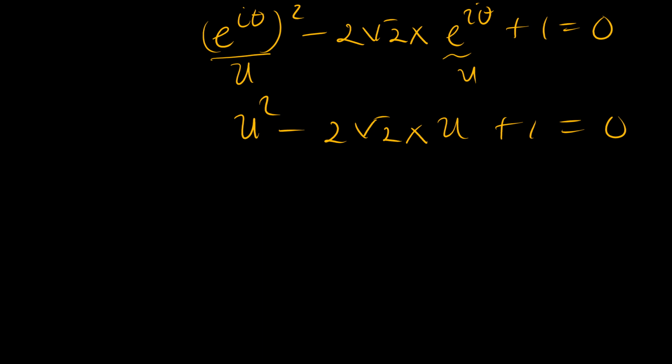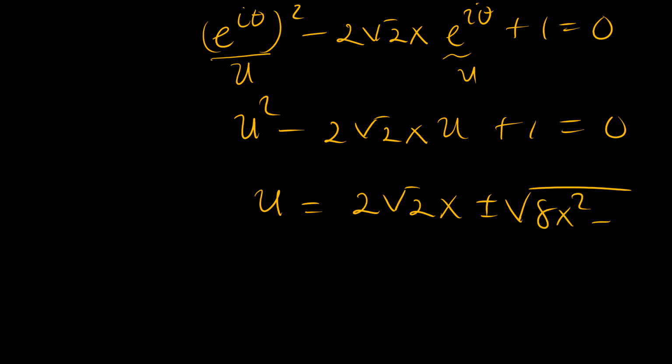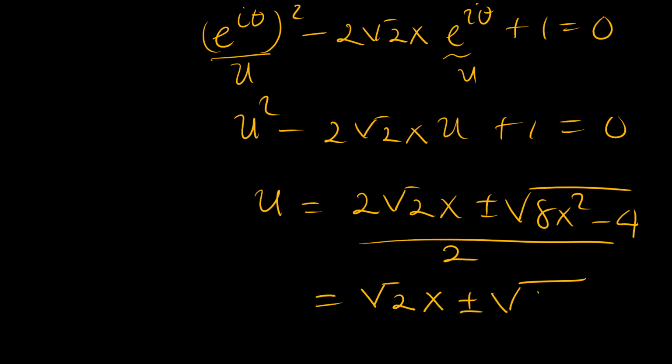And using the quadratic formula, u becomes 2 root 2 x plus minus the square root of b squared, which is 8x squared minus 4, divided by 2, which pulling 2 out, remaining with root 2 x plus minus the square root of 2x squared minus 1. Okay, so that's interesting. Let's keep going.